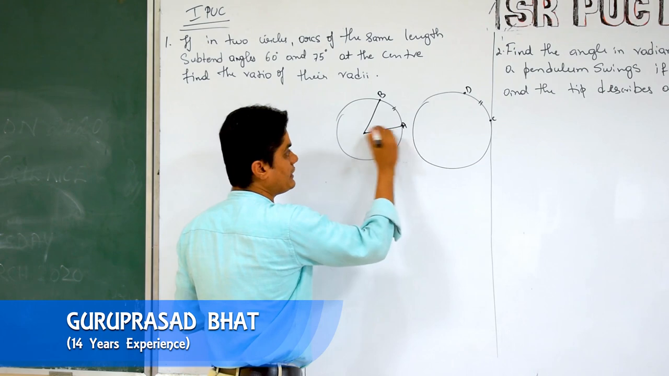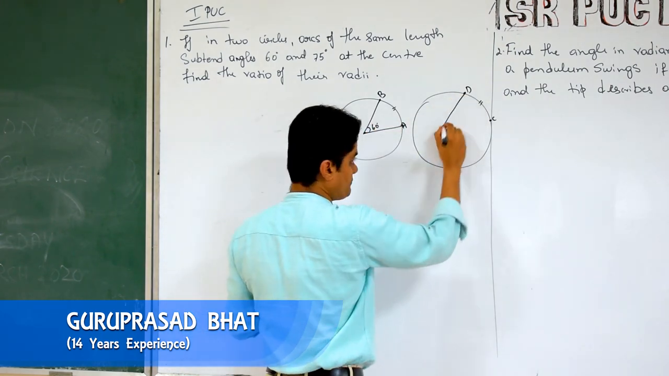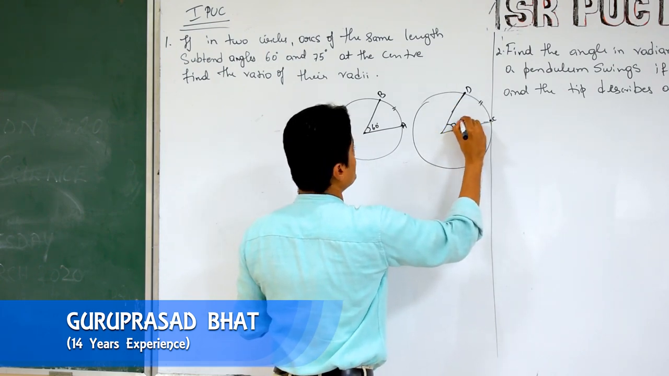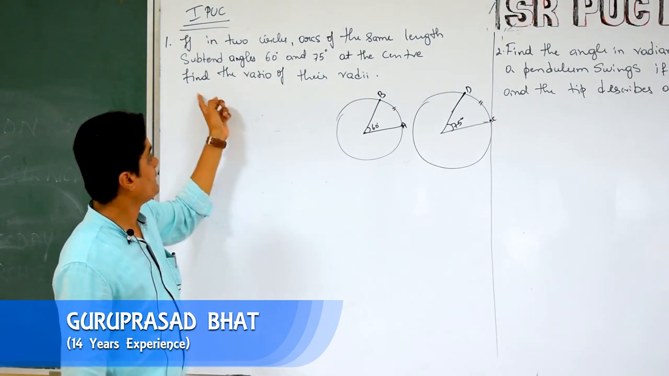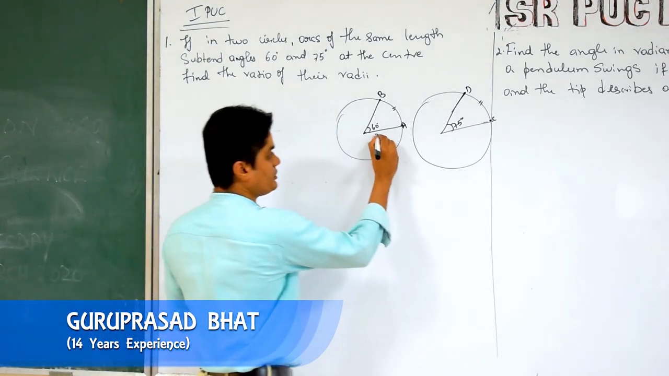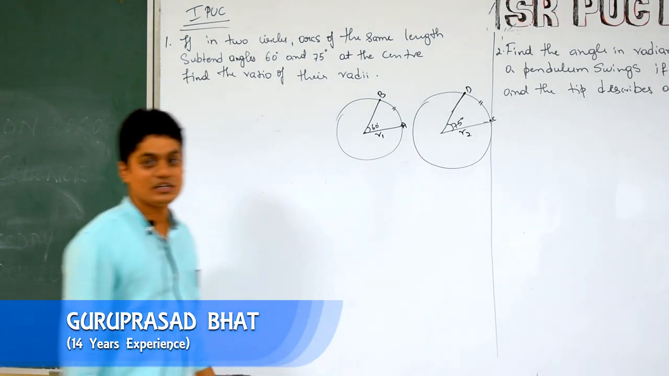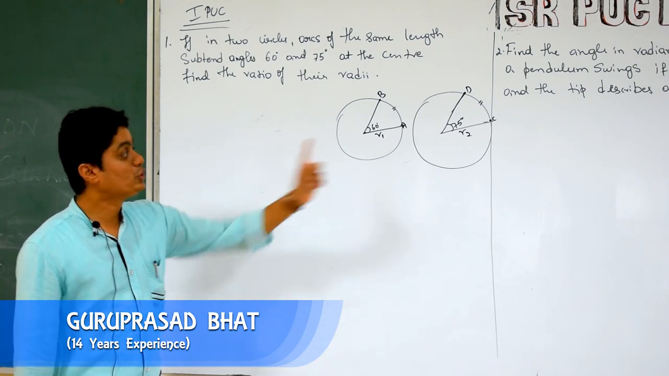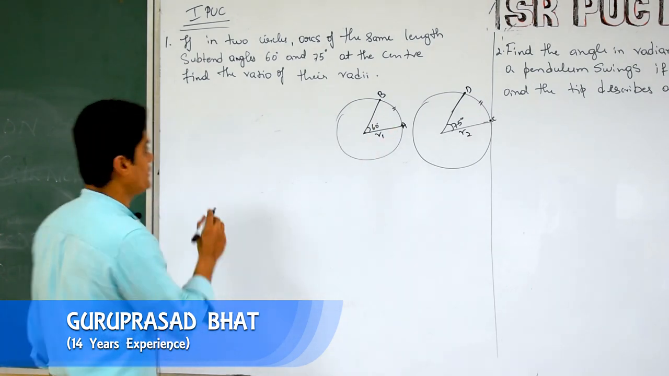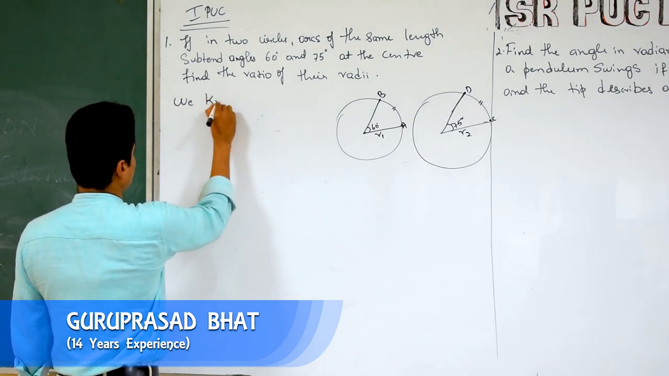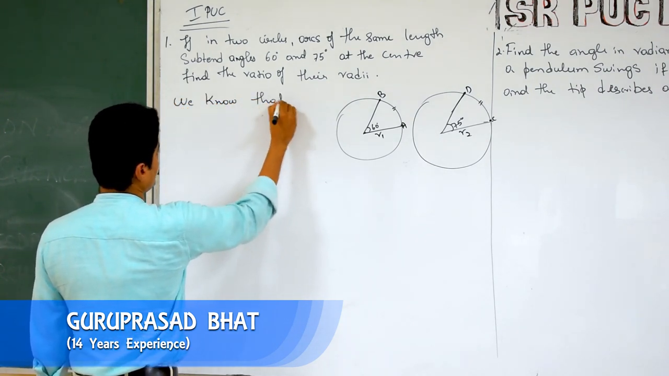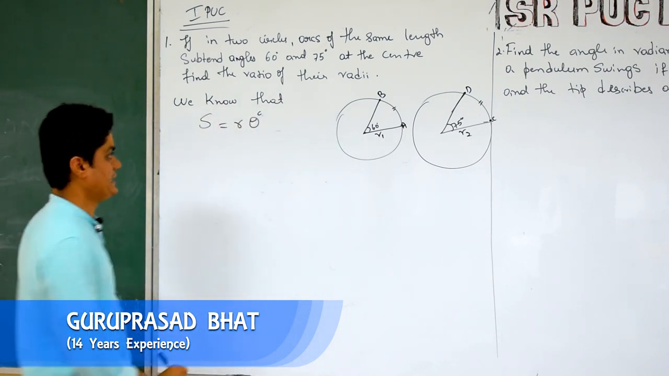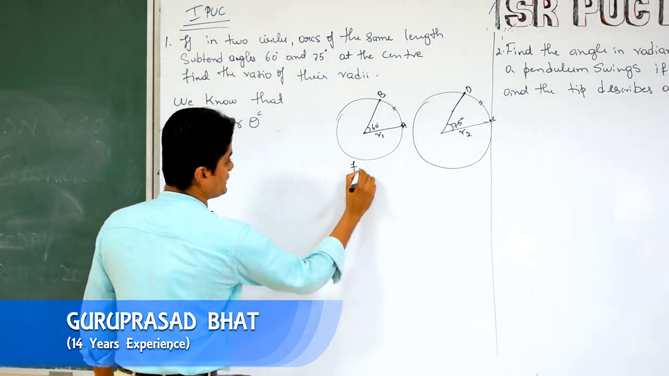In one circle, 60 degrees is subtended by an arc, and in the other circle, 75 degrees is subtended at the center of the circle. Find the ratio of their radii. Suppose this is R1, this is R2. We need to find R1 by R2. Two different circles, the same length of arc, two different angles. So which formula should we use? We know that S is equal to R theta, with theta in radians. S is equal to R theta radian. This is circle 1, or figure 1, and this is figure 2.